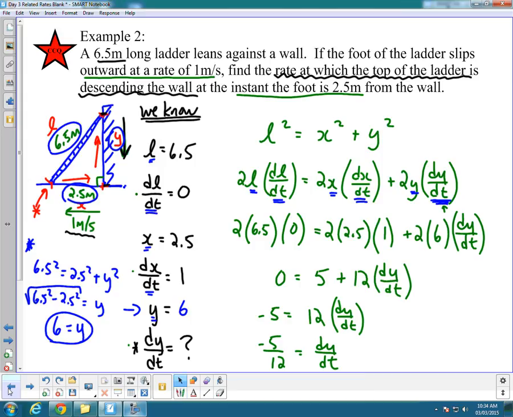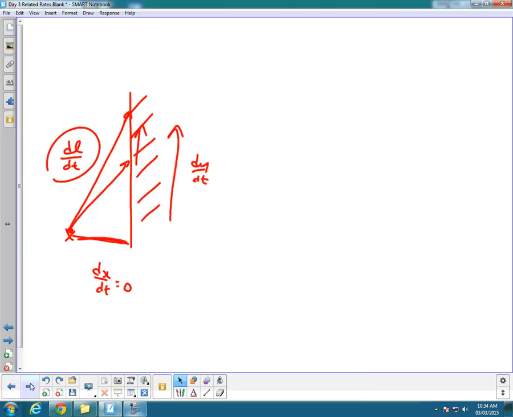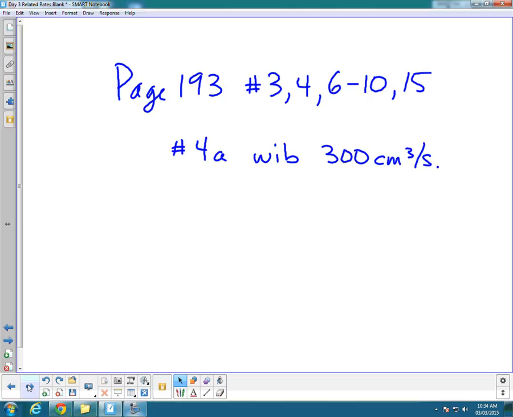So there's a couple of questions from your textbook to try. Really, the key is being able to figure out the formula that you need. If you do look ahead on page 193, some of these questions, you'll see number 3 is the side of a square is increasing, so you'll probably need to use a formula for area of a square. You might need perimeter or something there too, because the question's asking about perimeter.